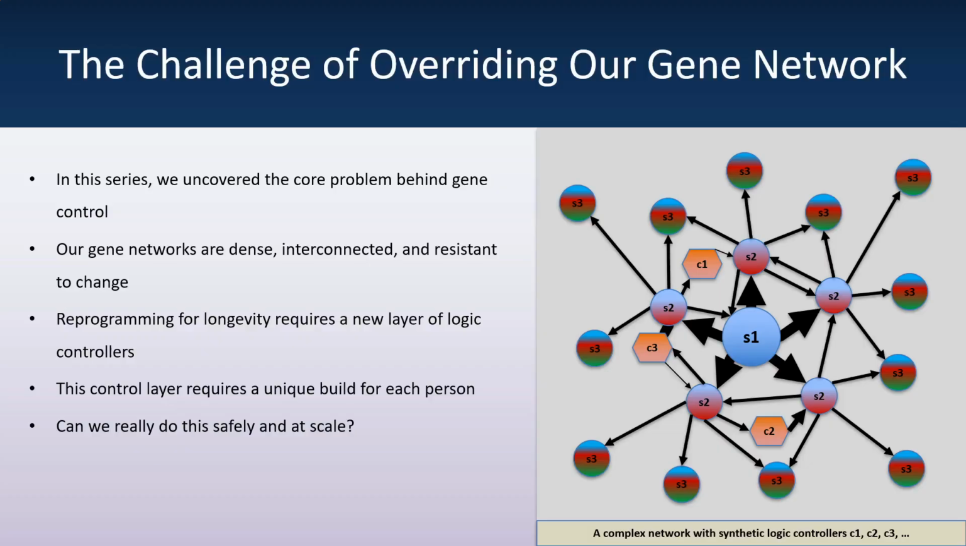And here's what makes the challenge even harder. This new control layer has to be built uniquely for each person. There isn't one solution we can copy and paste. So the question becomes, how can we build a personalized control system on top of a network this complex, and do it safely, at scale?